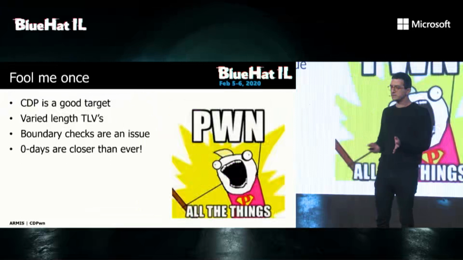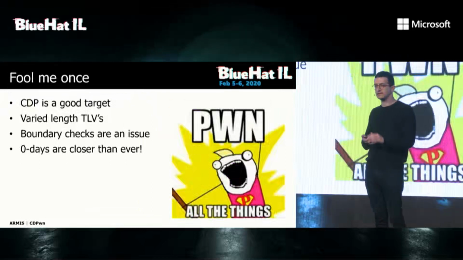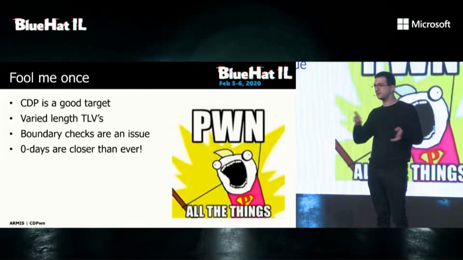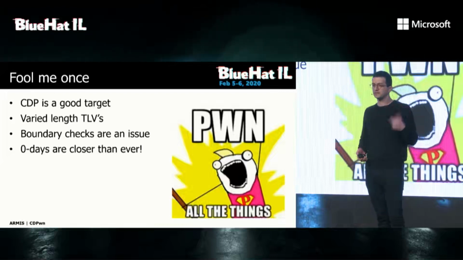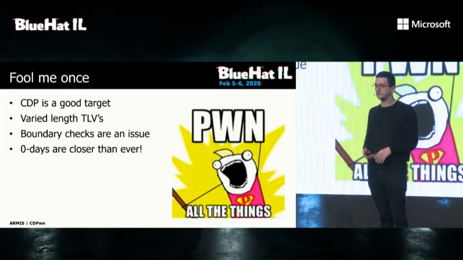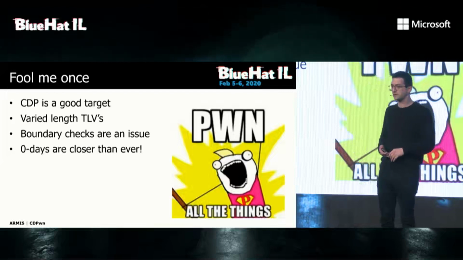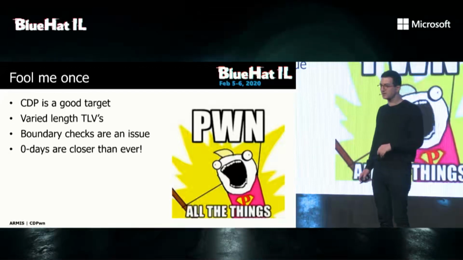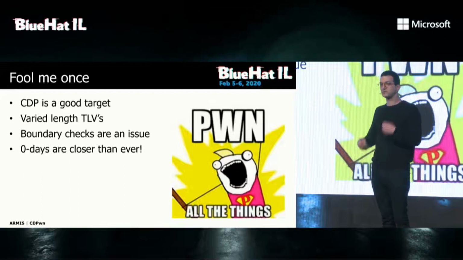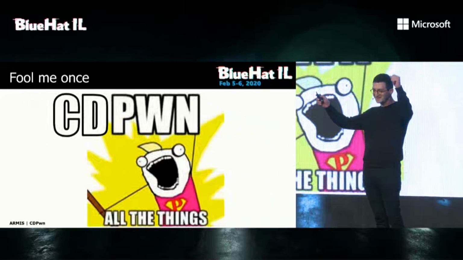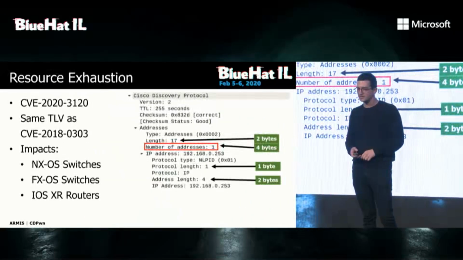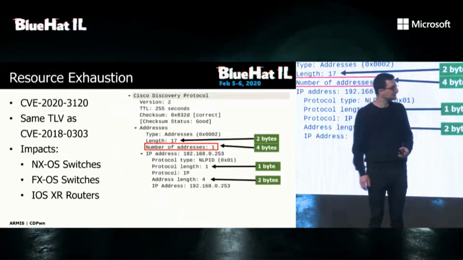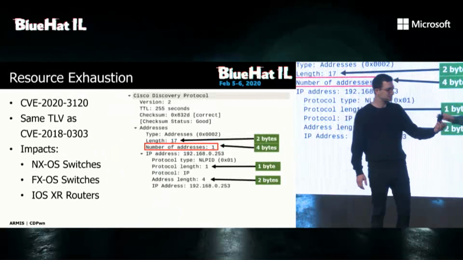Okay, so we understood that CDP is a good target. It has these complex structures, a TLV with all kinds of these length fields, and we also know from the LDP case, boundary checks are an issue with some of Cisco's code here. We feel that 0 days are closer than ever, and then we start our own 0-day research, and we want to CDPwn all the things. And we'll start now with one of the 0 days from Yuval.